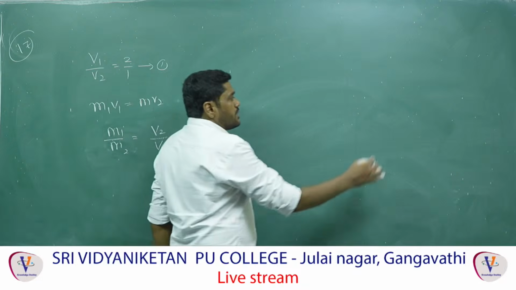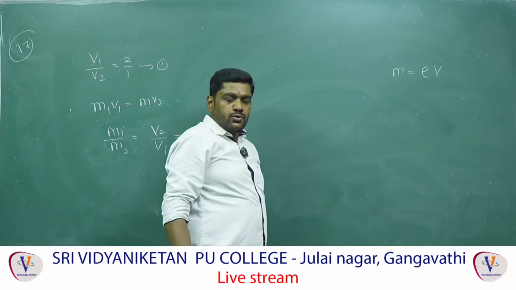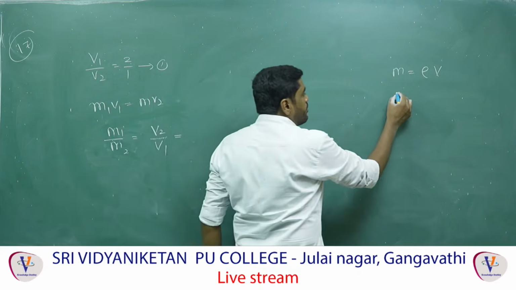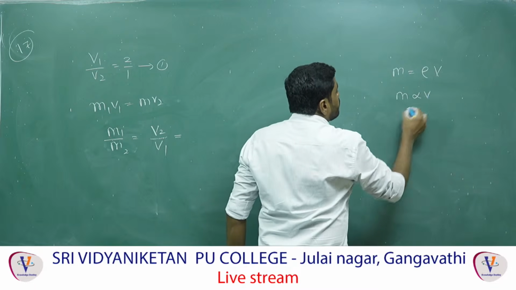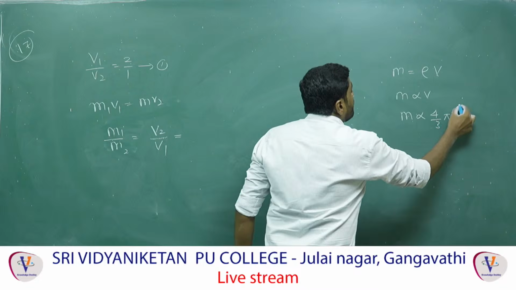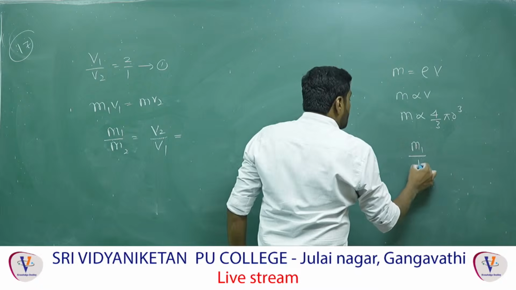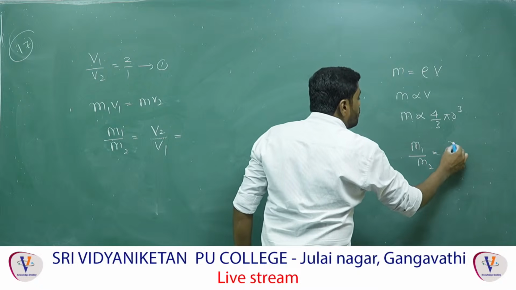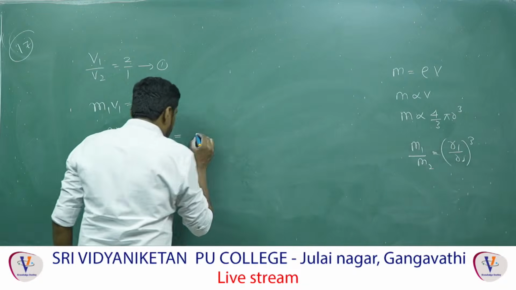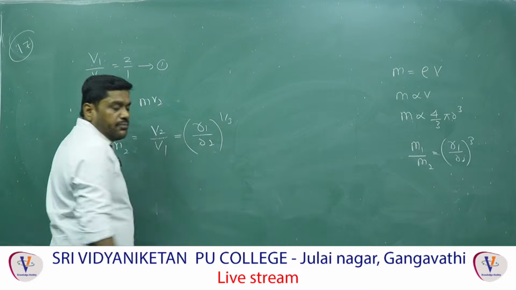So if you come to the mass formula, mass is equal to density into volume. The density is the same because the nucleus is the same. When the density is the same, mass is directly proportional to volume, and mass is directly proportional to 4 by 3 pi r cube. Therefore, m1 by m2 is equal to r1 by r2 whole power 3. So I am writing r1 by r2 whole power 1 by 3.